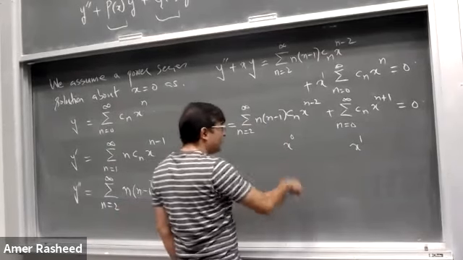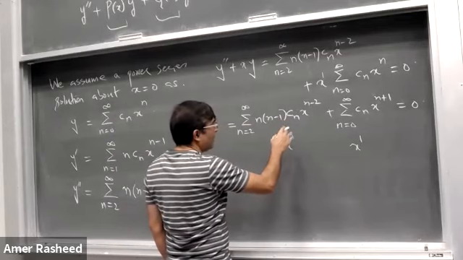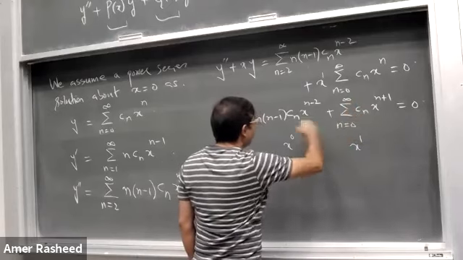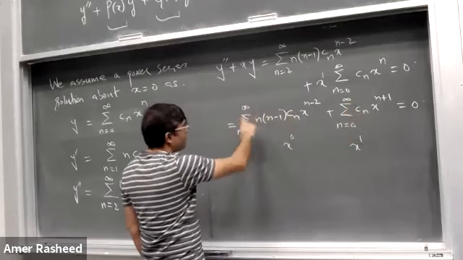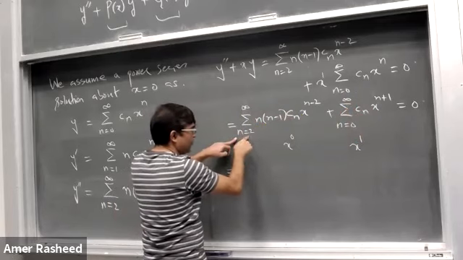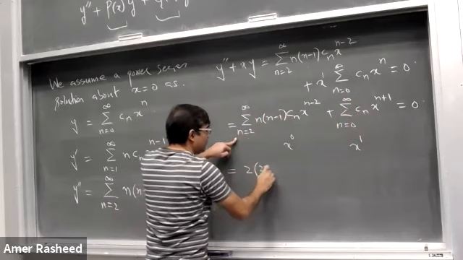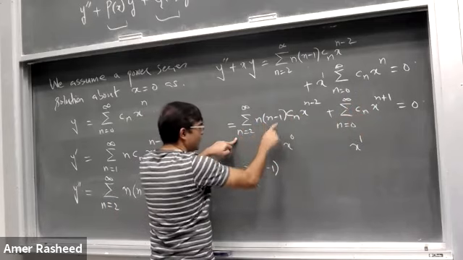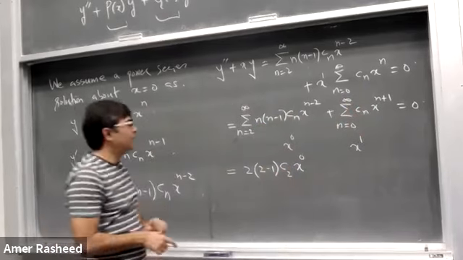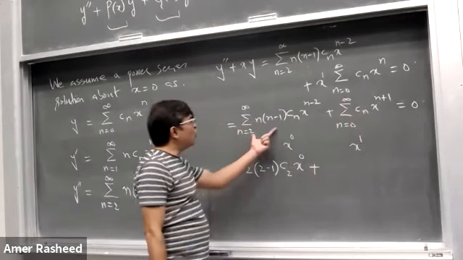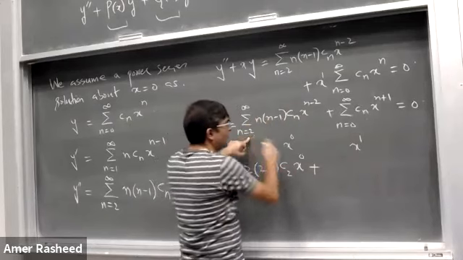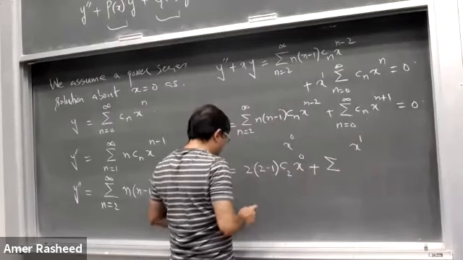So first, we try to make their powers identical, because one starts from x power 1 and the other from x power 0. We open the first value of the index here, n equal to 2. Whenever we put n equal to 2, we get 2 times (2 minus 1) C2 x power 0, plus we open only the first index. Now the remaining terms will remain the same.